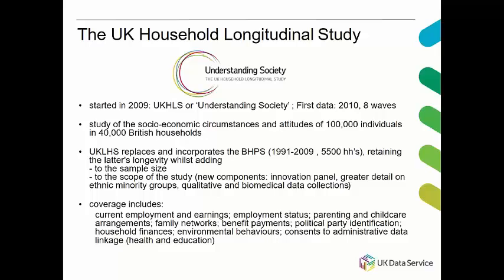So there are new components like the innovation panel, for example, and there's greater detail on ethnic minority groups. Qualitative data are involved, and biomedical data collections are added as well. So the coverage includes current employment and earnings, employment status, parenting, childcare, family networks, benefit payments, political party identification, household finances, environmental behaviors, and consents to administrative data that is linked to the main data set.